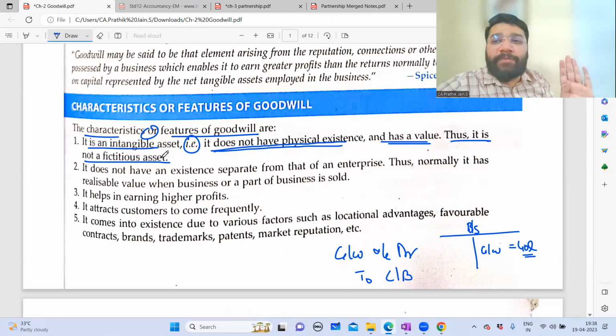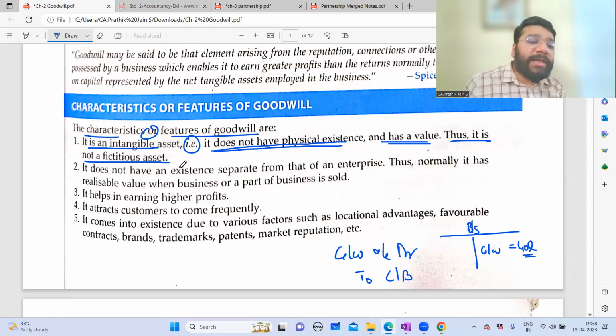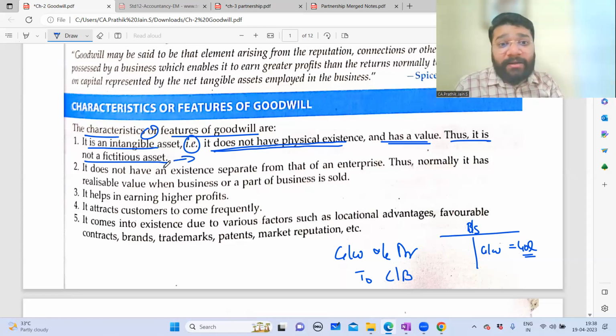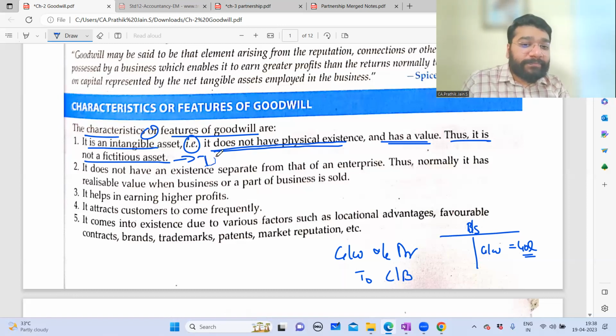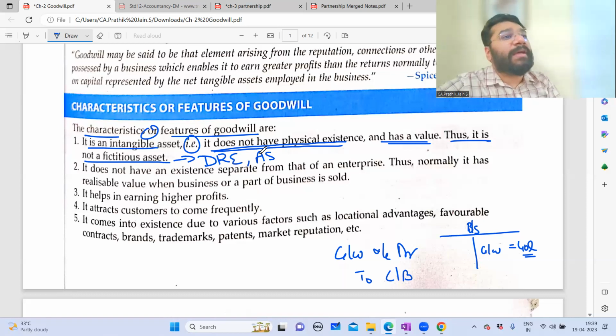Now people get confused between 2 options: fictitious asset and intangible asset. The right answer is intangible asset. Fictitious asset is wrong. Fictitious asset means it's a fake asset. The examples of fictitious asset, we have discussed this already in 11th standard, are deferred revenue expenditure and advertisement suspense.